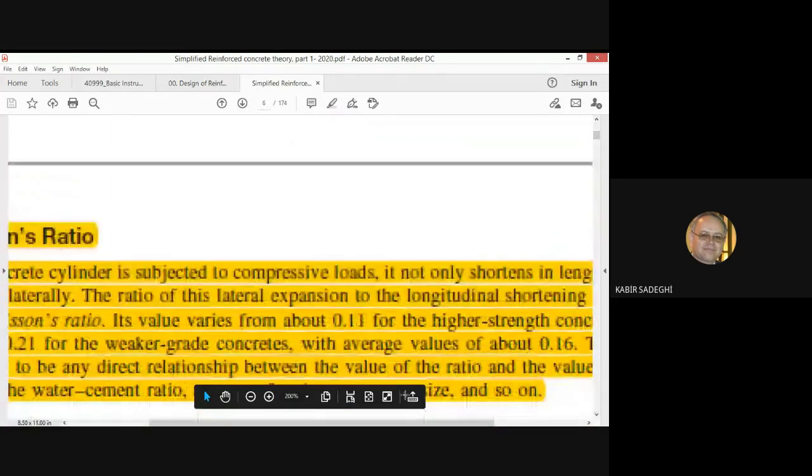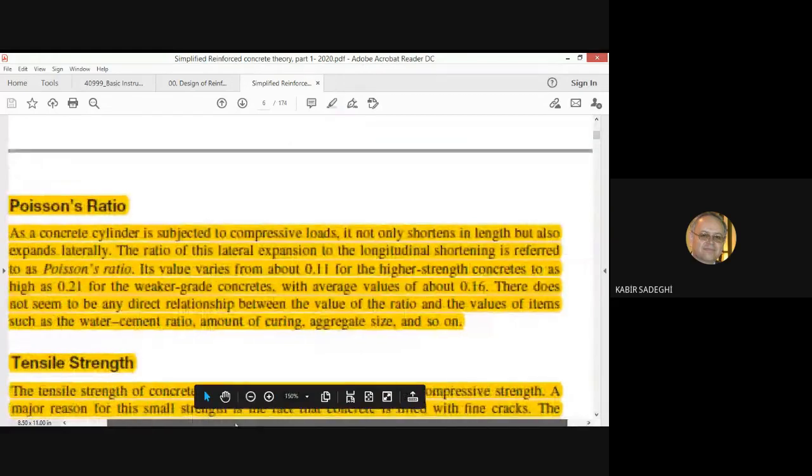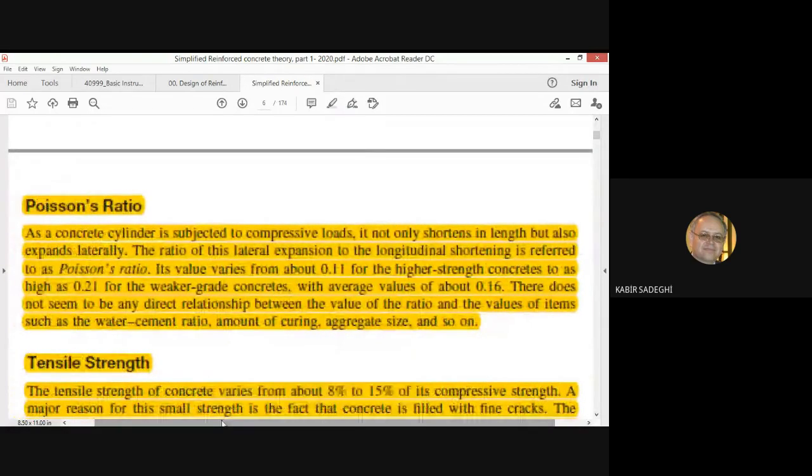The other characteristic of concrete is Poisson's ratio. You have seen this in strength of materials. Poisson's ratio is the lateral strain to the axial strain when you have axial load. Imagine you have one sample, one member. You load it in the X direction. In the X direction, it has some strain. Also, in the Y direction, it has another strain. The strain in the Y direction over the strain in the X direction gives you Poisson's ratio.